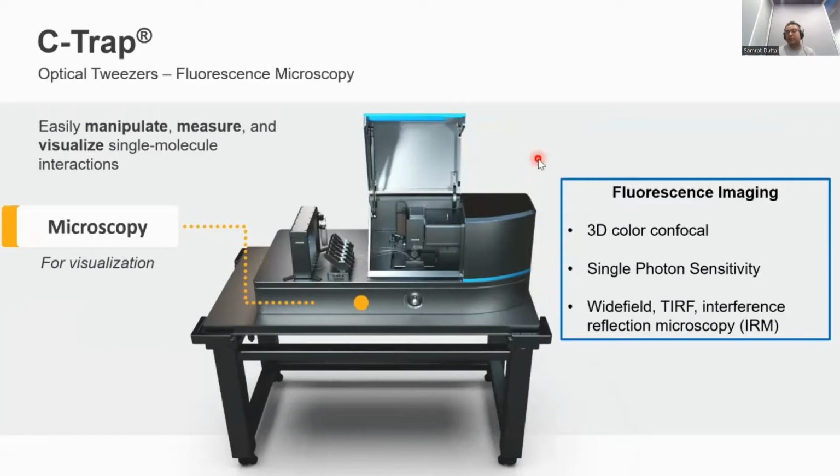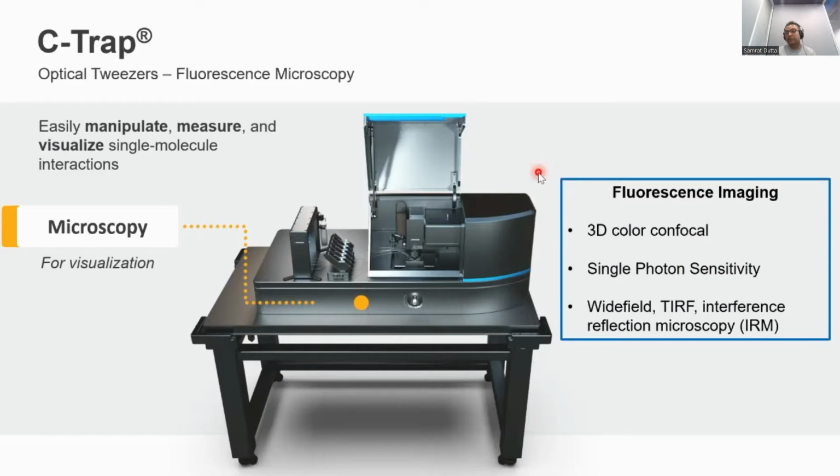For example, if somebody is interested in doing a protein-DNA interaction experiment, then we suggest having a C-trap where the optical tweezer is combined with a confocal microscope. The confocal microscope can have up to 3 colors with single photon sensitivity. Also, this confocal can later be upgraded to a STED system for super resolution microscopy.